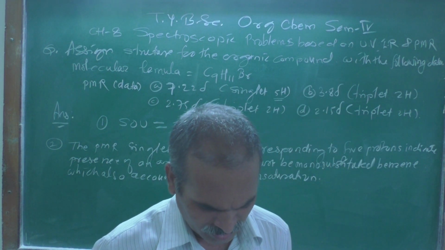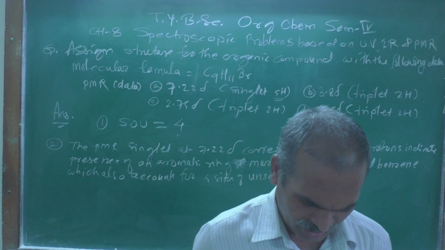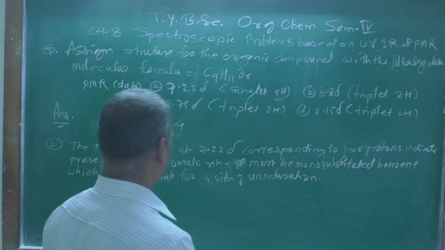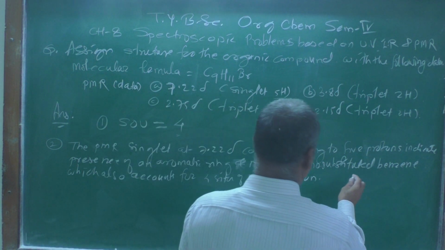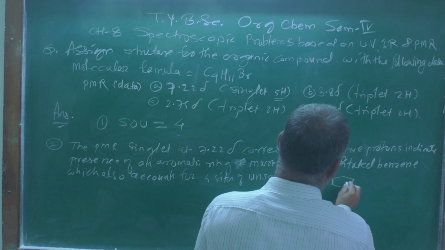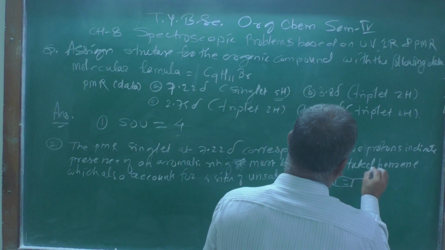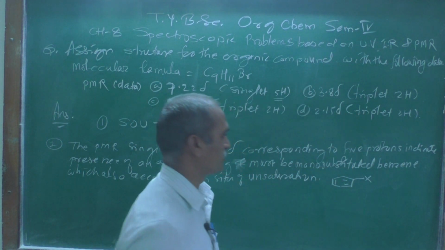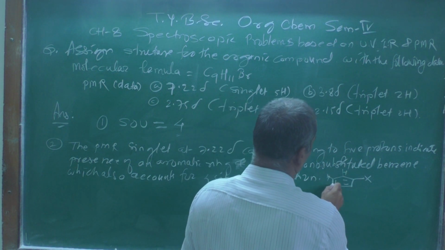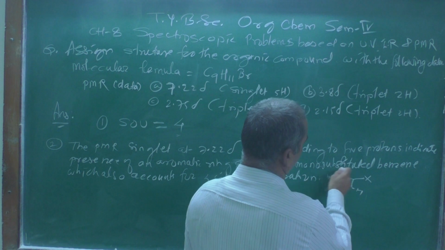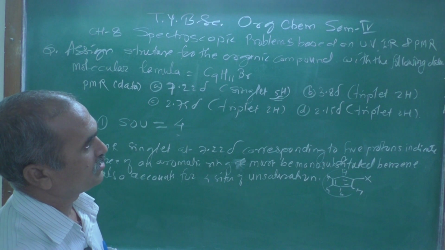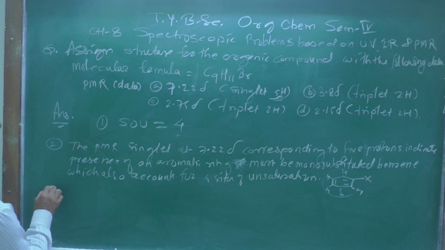Monosubstituted benzene means this is the partial structure we got here. The partial structure which I am showing is this one. X may be something else, right? Monosubstituted. These are the 5 protons, shown as a singlet. So this is over. Now 3.8 delta triplet. Now look here, third point.